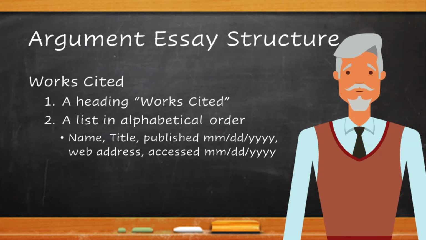Formatting is easy. Give the author's name, last name first. Comma. The title of the document. Another comma. Write the word published and the date, using the American format of month/day/year. Another comma. The web address where you found it. Another comma, and the word accessed and the date you found it online.